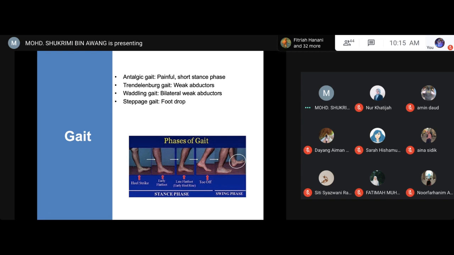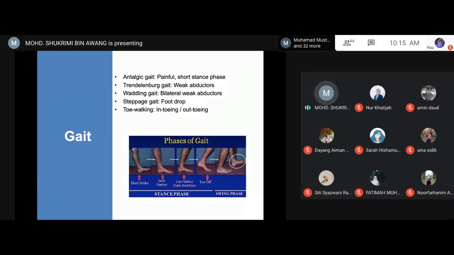So that's what you would like to observe: how the patient walks. You ask the patient, can you just walk for me? And you observe, and it gives you an idea of the type of gait and helps determine the possible underlying problem.